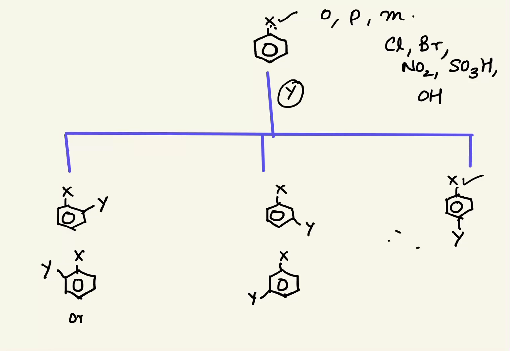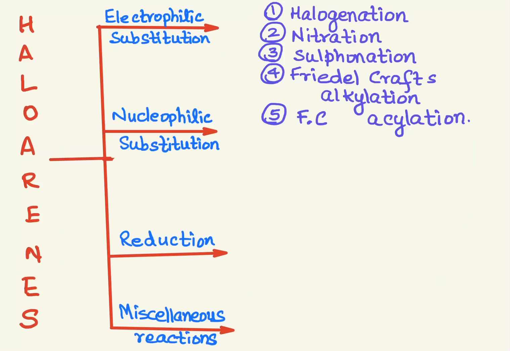So we have ortho, O-R-T-H-O. Then we have meta and para, which in short form are written as O, M and P. Why I am stressing on this is because further on you are going to name the compounds with the help of these symbols. We classified the properties of haloarenes into 4 categories.